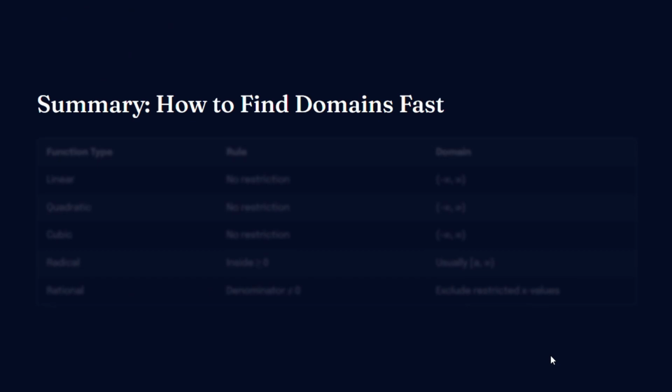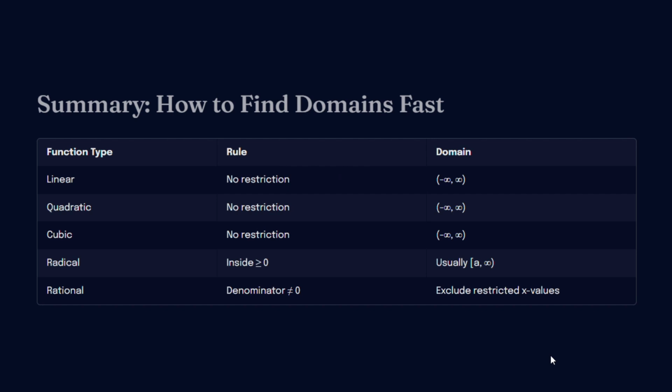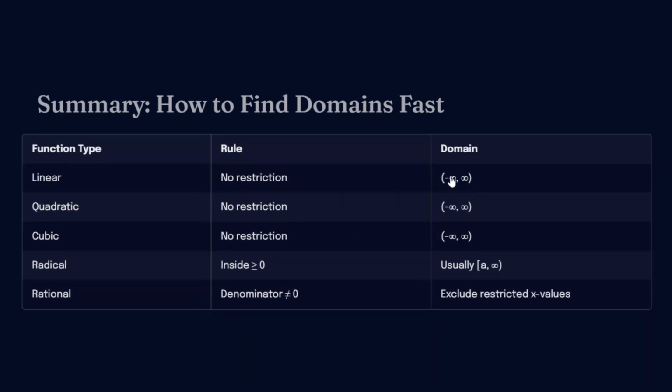So here's a recap. For linear function, there are no restrictions. The domain is negative infinity to positive infinity. For quadratic and cubic functions as well, there are no restrictions. The domain is negative infinity to positive infinity.